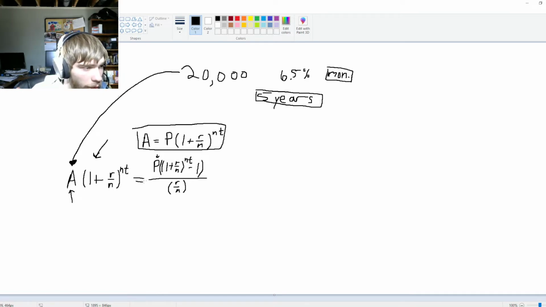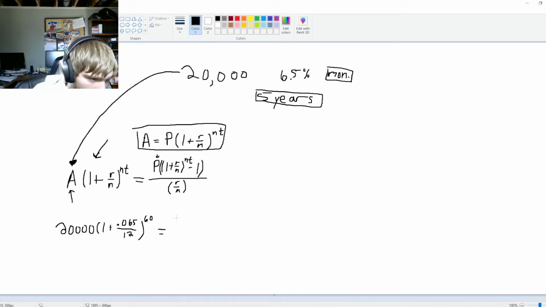Now, we essentially just write this down on your paper and fill in all the numbers. So what we want to do is fill in our numbers. We have 20,000, 1 plus, and then remember 6.5 is going to be 0.065. You move the decimal over 2 spots to the left, over 12 to the 60 power, as we said before, equals what we're trying to find.